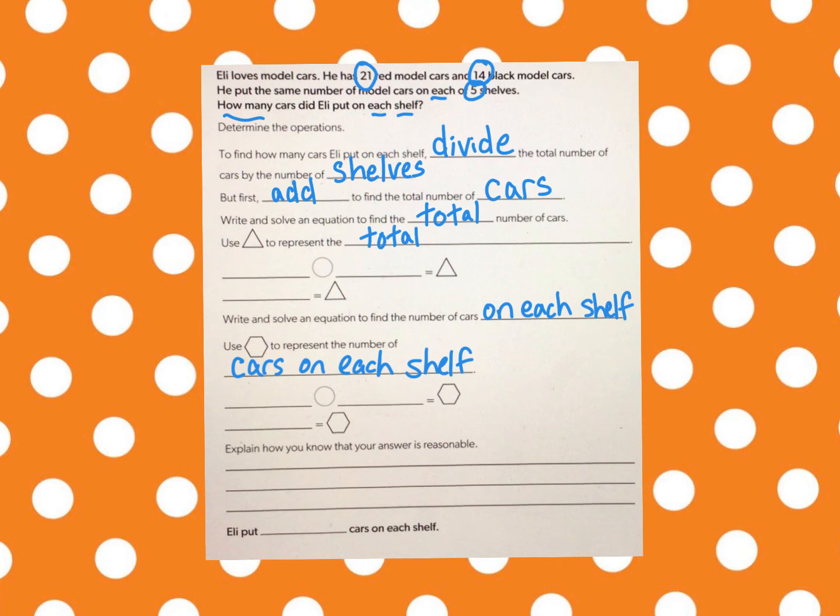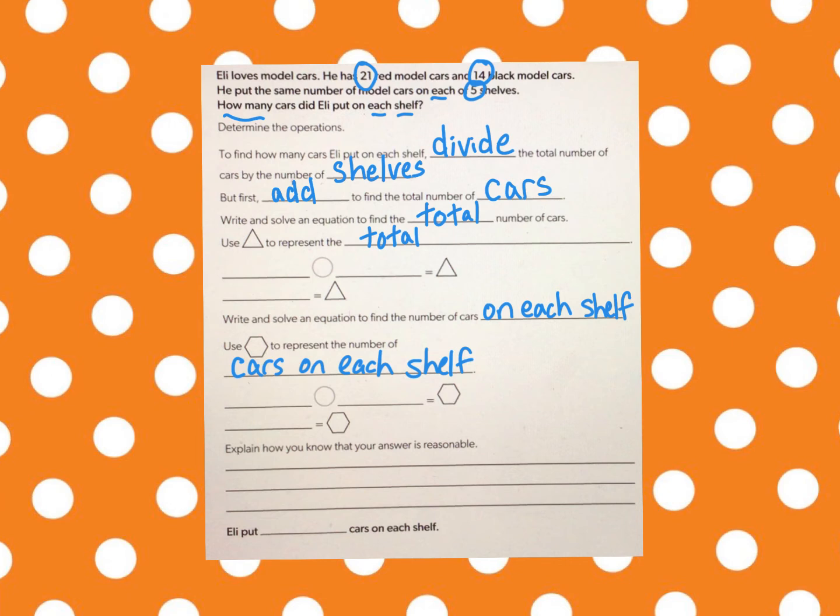Okay, so to find out how many cars Eli put on each shelf, we're going to divide the total number of cars by the number of shelves. But first, we need to add to find the total number of cars. So we're going to first write and solve an equation to find the total number of cars. And we're going to use a triangle to represent the total.